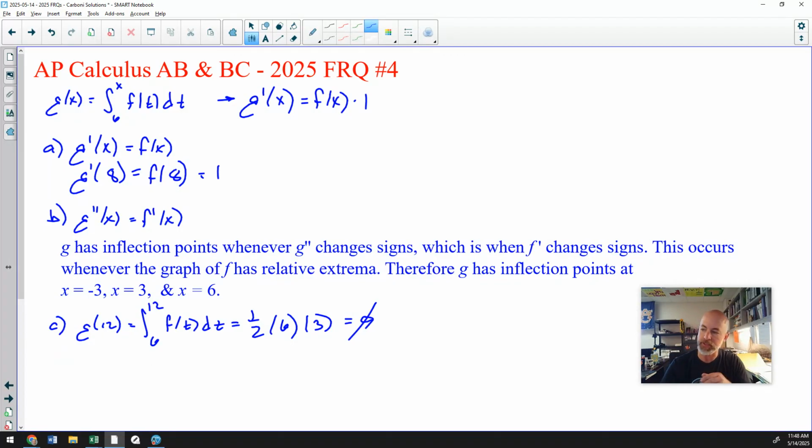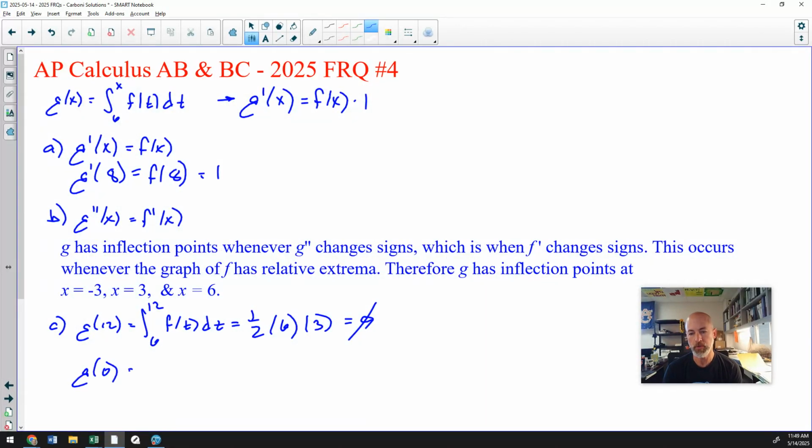And that is labeled because you see that I do have a string of equality here. G of 12 is equal to this, is equal to that, is equal to 9. So I do have g of 12 equals 9, but if you want to rewrite it, you can. All right, on to g of 0.